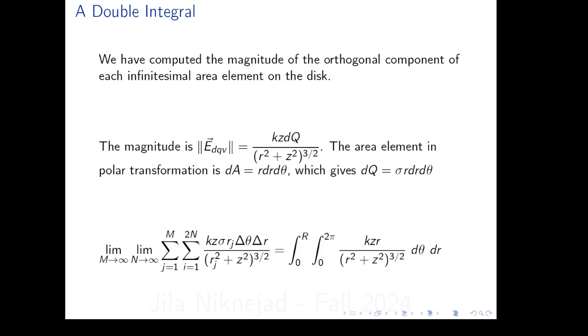Replacing dq by this new sigma r dr d theta, we quickly realize that the sums that we computed throughout the video is going to be a polar integral, integral from 0 to R, integral from 0 to 2 pi, k sigma z r over quantity r squared plus z squared to power 3 half d theta dr, which is much easier to compute. So if you are in Calculus 1, you have to watch the entire video.